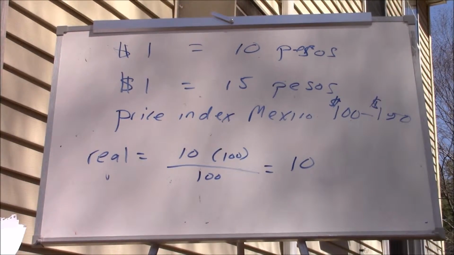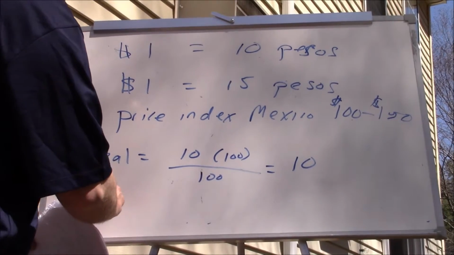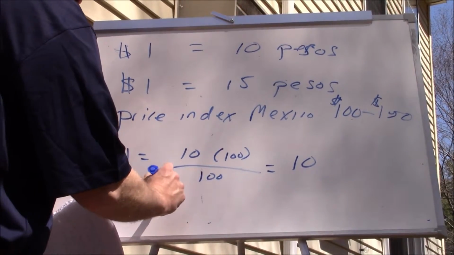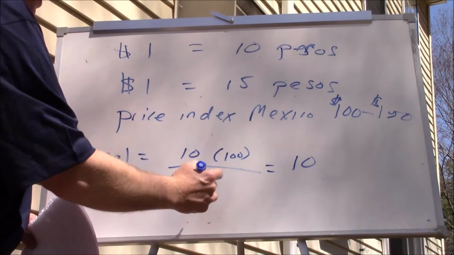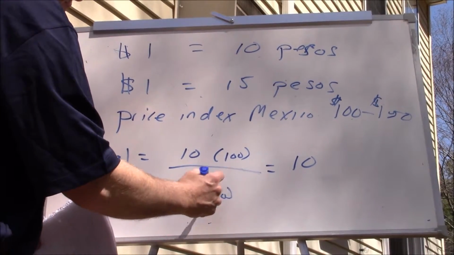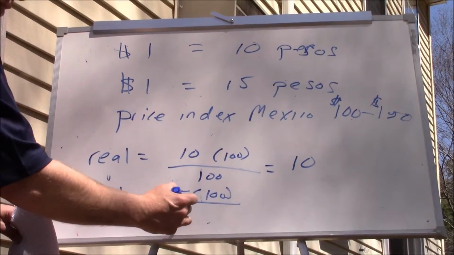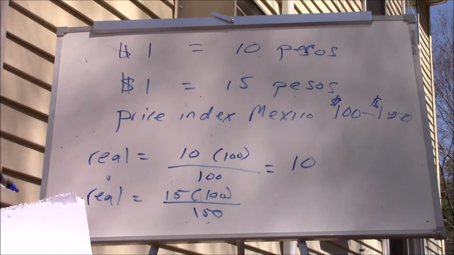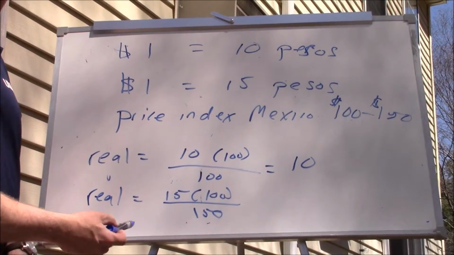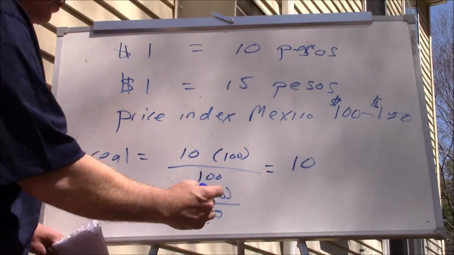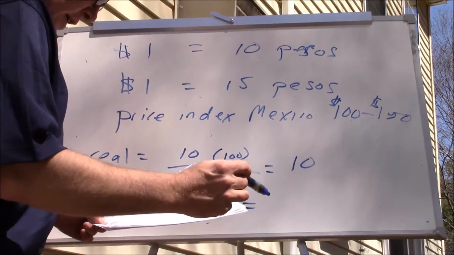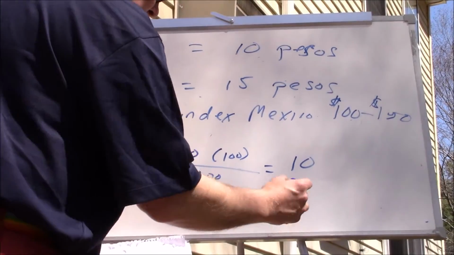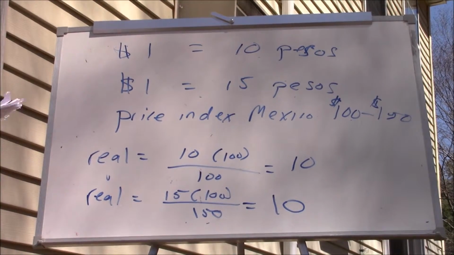And now let's say we've moved into our future period, and let's say the real exchange rate is going to equal 15, because that's the exchange rate. The U.S. price level is still 100, but the Mexican price level has risen 50%, so we're now at 150, and so you can do the arithmetic, and you'll see that the real exchange rate has not changed at all.